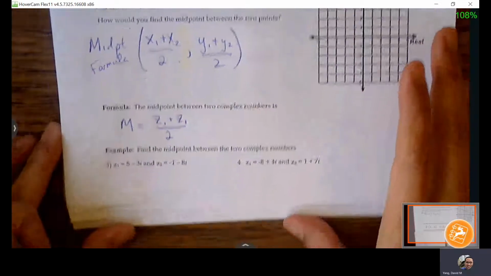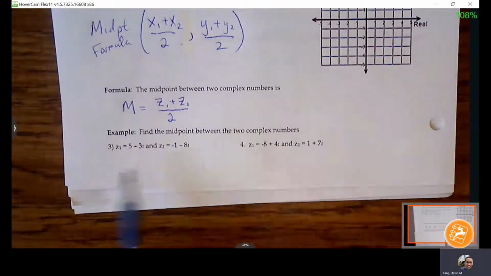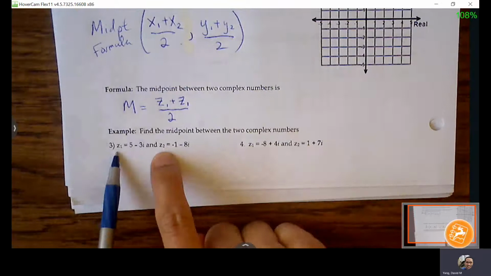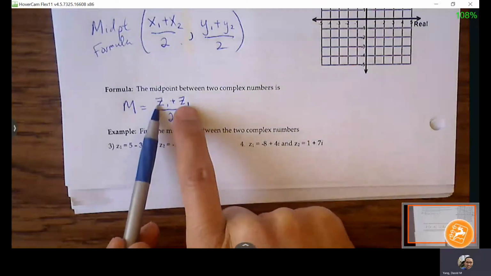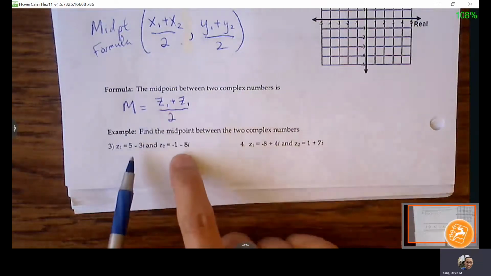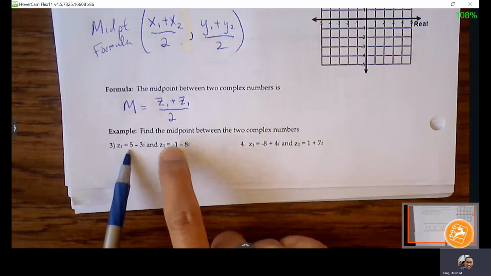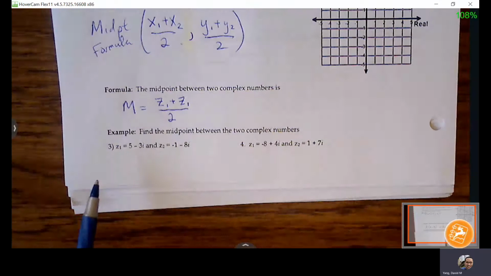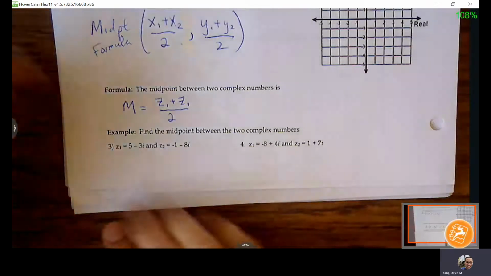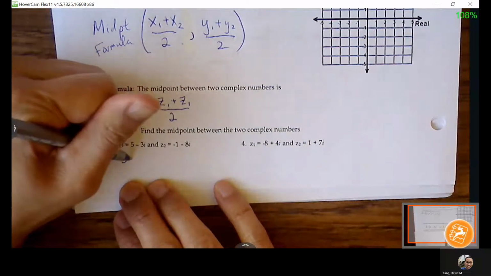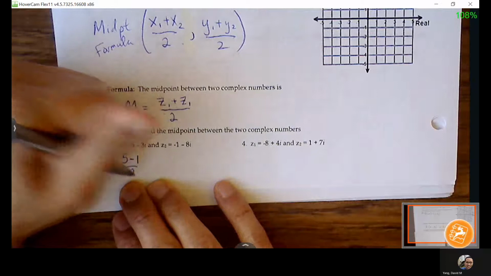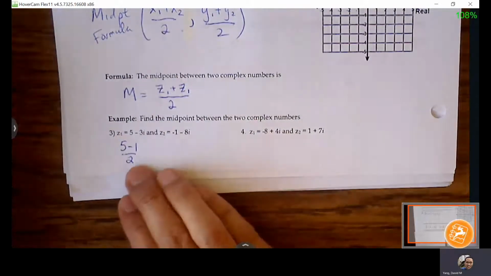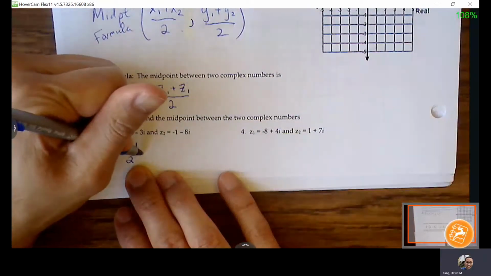Okay, let me show you what that looks like. Find the midpoint between two complex numbers. So I want to find the midpoint between z1 and z2. I'm going to be adding the like terms together and dividing each by 2. So the 5 and the -1 go together. When I say add, that just means you're going to combine whatever signs you see. You're not going to insert an extra negative into the process. So 5 minus 1. Okay, so that's the real number component of it.